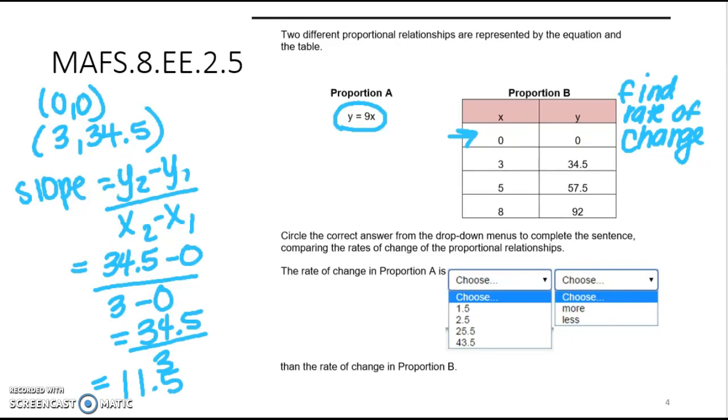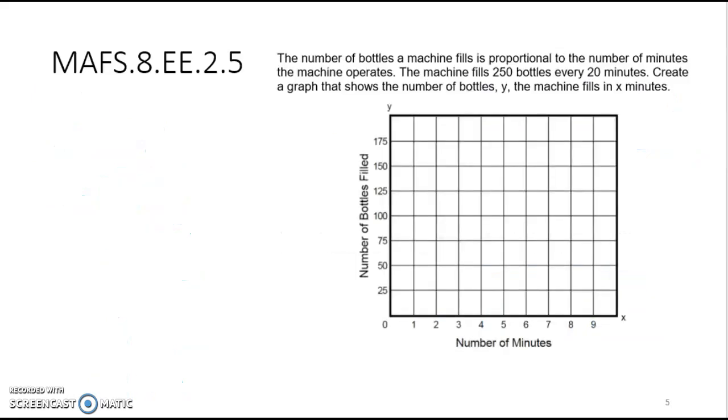So for proportion B, I fill in that rate of change, remember that slope, y equals mx, right in front. And so the rate of change for proportion A is blank more than the rate of change for proportion B. Well, it would be 2.5 less than proportion B. And I think we might have one more minute to squeeze in this last one here, so let's go ahead and get started on that.